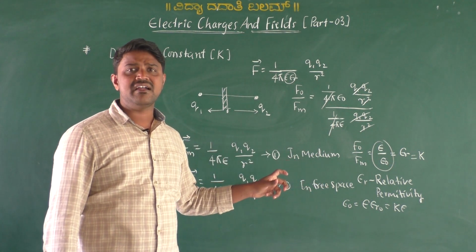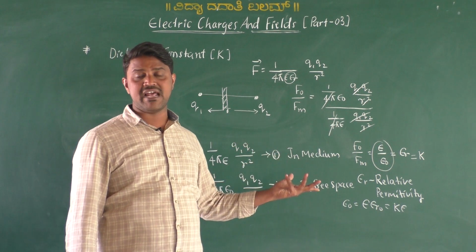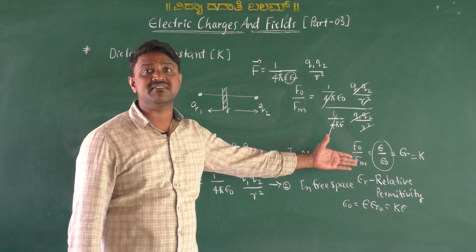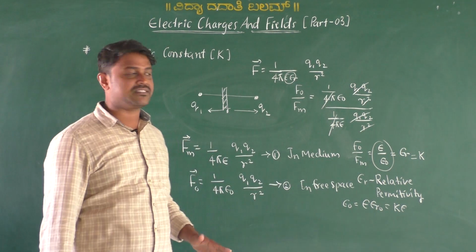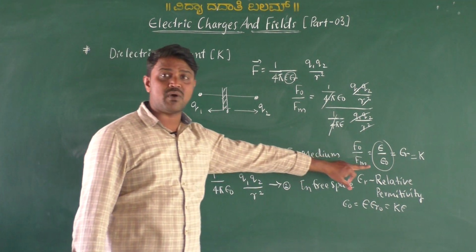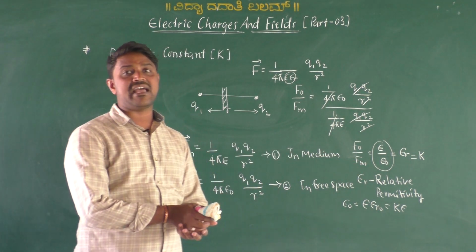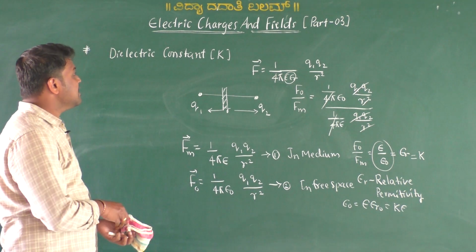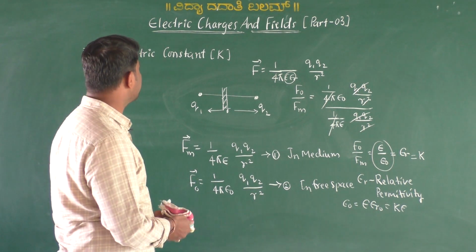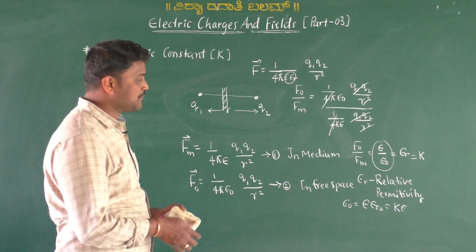It simply depends on the nature of the material. It does not remain constant for all materials. So it depends on the nature of the material. Therefore, this is the definition and explanation for a dielectric constant.